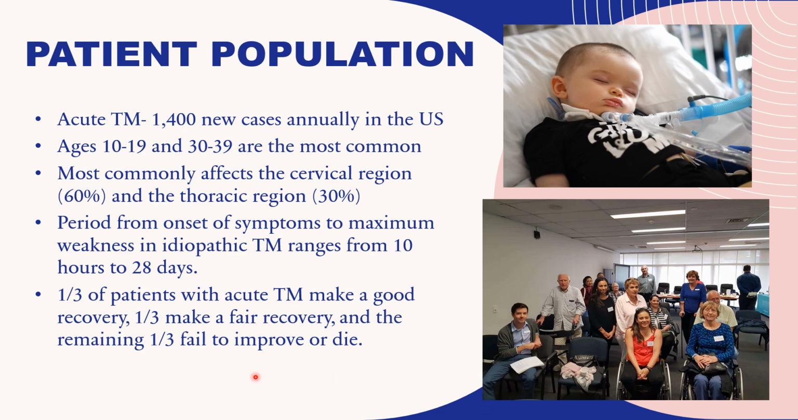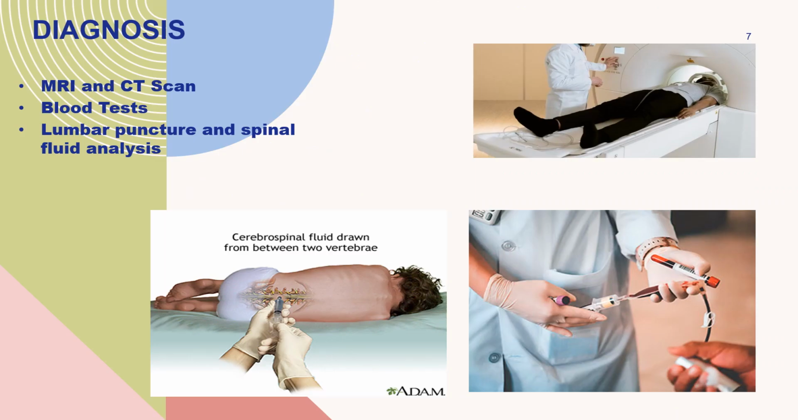This perfectly represents this. A third of patients with acute transverse myelitis make a good recovery, a third make a fair recovery, and the remaining third fail to improve or die. And then I chose this photo on the top of this poor little toddler who had to get a tracheostomy to assist with breathing because advanced cases of transverse myelitis can include respiratory muscle weakness, which is worst case scenario because then you're not able to breathe.